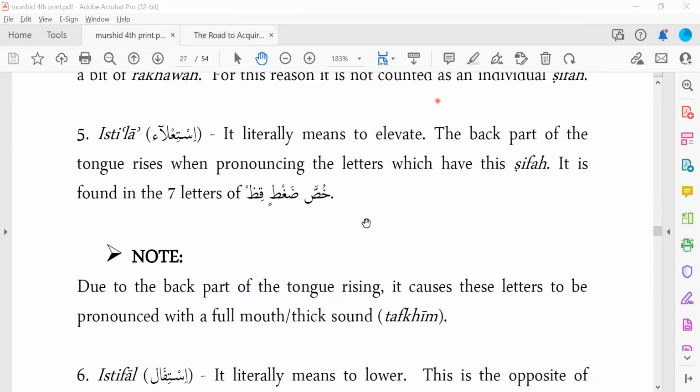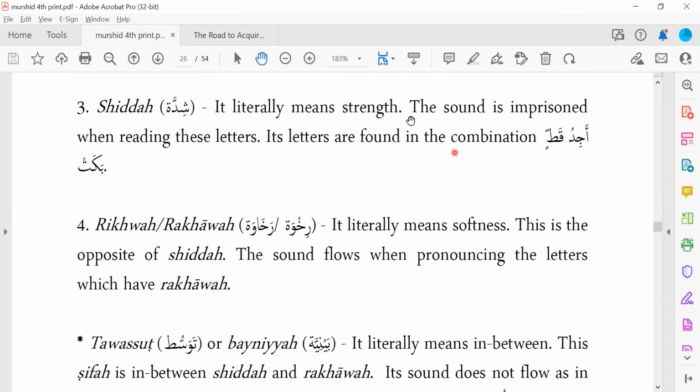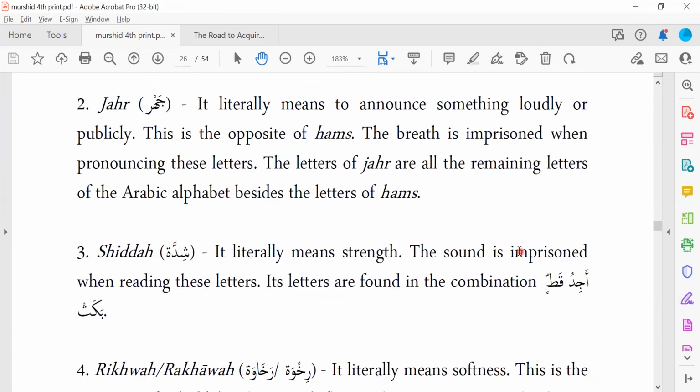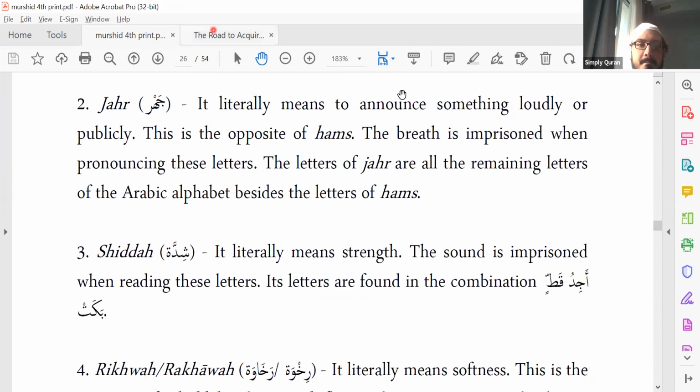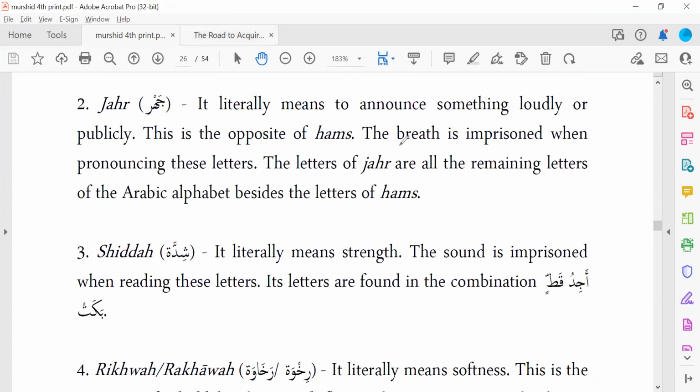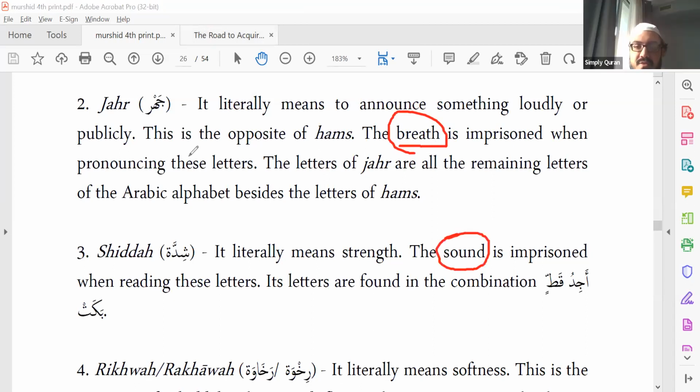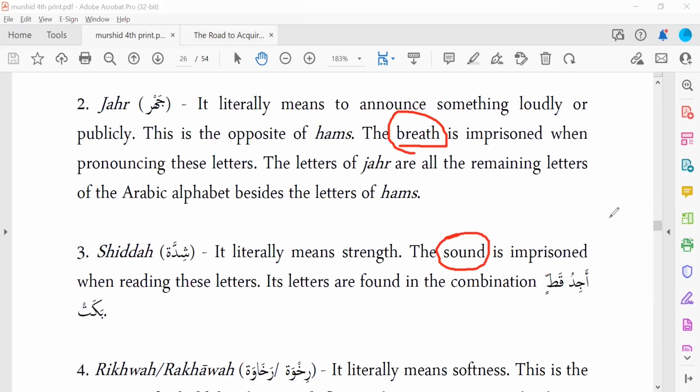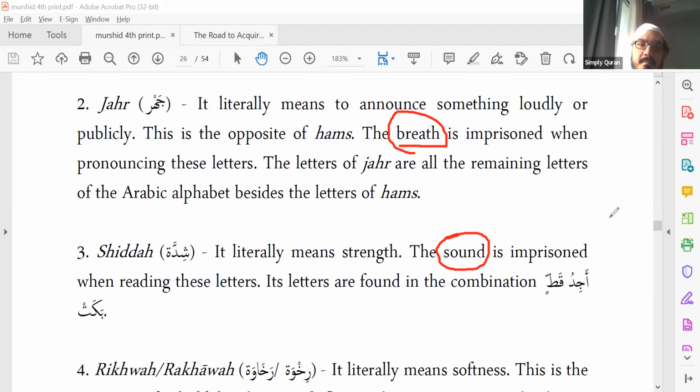Assalamu alaikum. Can you jump back to 3 and 4, please? Sure. Sorry, 2 and 3. I just want to have a clear differentiation between the Shiddah and the Jahar. Sure. So both of them we are stopping. This refers to the breath, and this refers to sound. That answers my question. Thank you, sir. Okay. Any other questions?